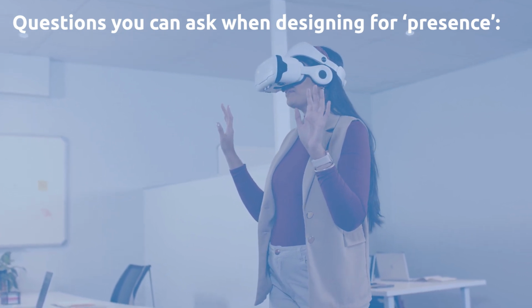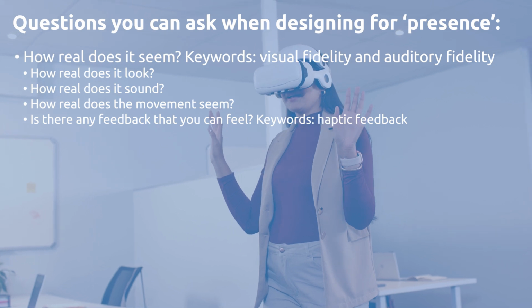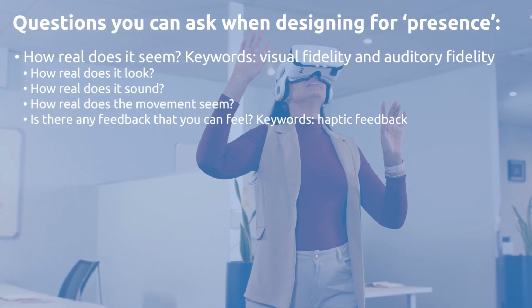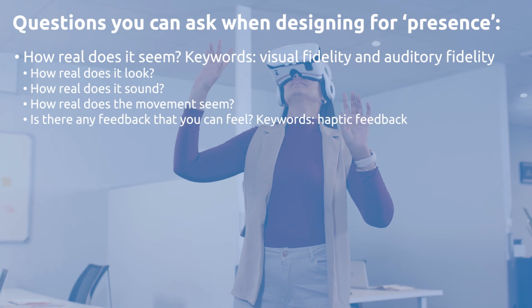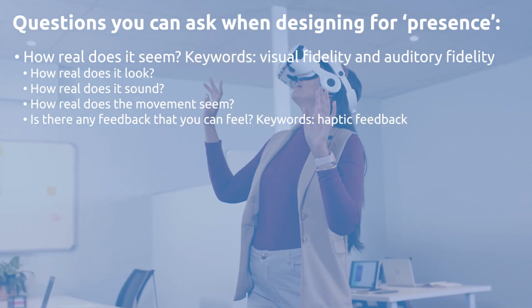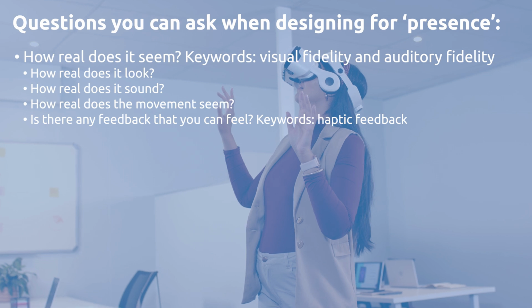Firstly, ask, how real does it seem? How real does it look? Visual realism relates to high-quality graphics, realistic lighting, and accurate spatial representation that contribute to a strong sense of presence.